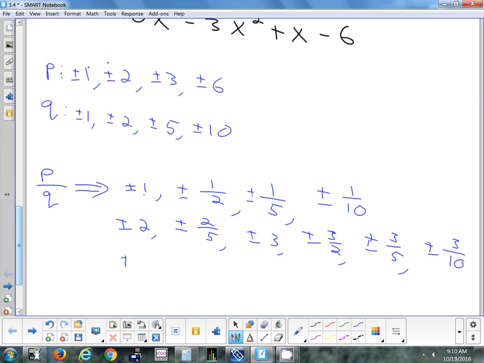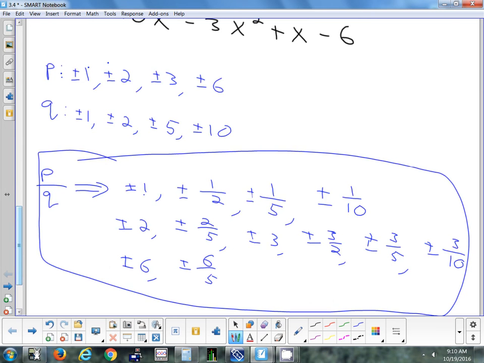Yep, positive or negative 6. Okay, the next one would be positive or negative 6 over 2. Do I need to write that one? No, I already have it. Positive or negative 6 over 5. Do I have that? No. And the last one, positive or negative 6 over 10. Do I have that? 6 over 10 reduces to 3/5. Okay, so I already have that.